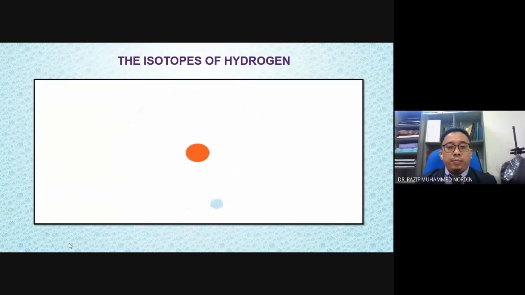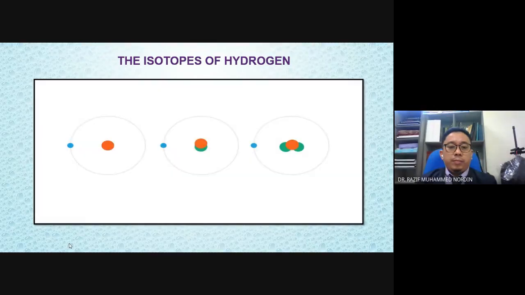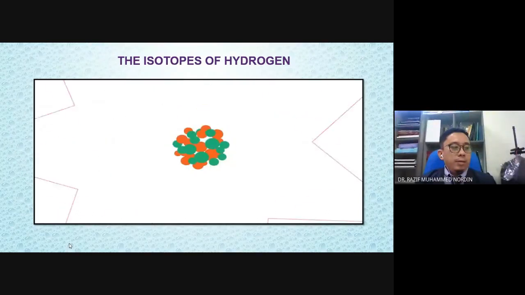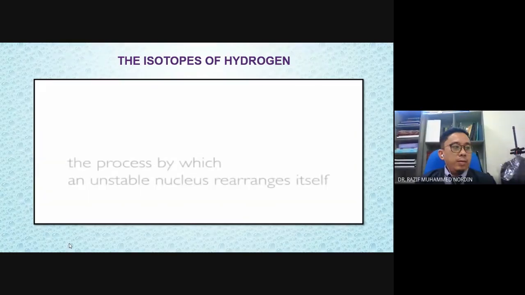If there are too many protons, the nucleus can spontaneously rearrange itself, throwing out particles in the process. This is essentially what happens in radioactive decay. Isotopes with unstable nuclei are known as radioactive isotopes or radioisotopes. In our hydrogen examples, tritium is unstable and hence a radioisotope of hydrogen. The more unstable a nucleus, the faster it will try to rearrange itself into a more stable state. Another name for this process is radioactive decay.